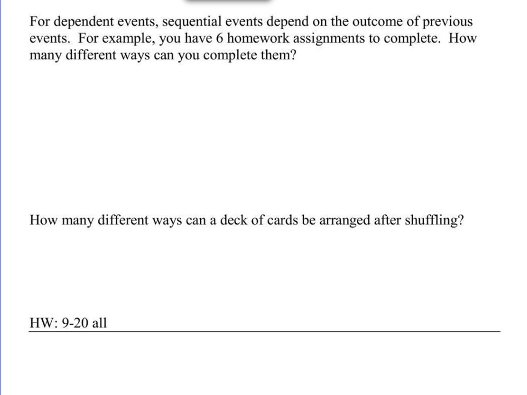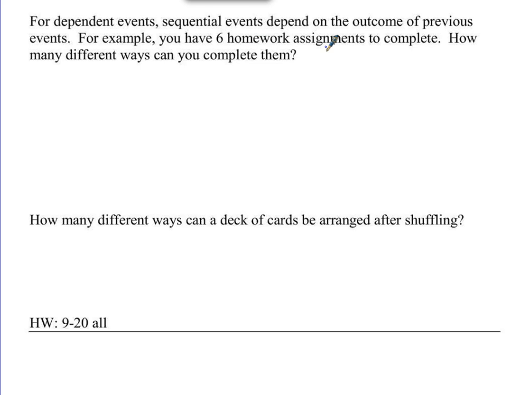So, for example, let me see if I can illustrate the difference between independent and dependent. If I have 2 dice and I roll them, is that going to be a dependent situation? Does the outcome of one die depend on what happened with the other die? No, it doesn't. Okay, so that's not a dependent event. But if I deal you one card and then I deal you another card, is that going to be a dependent event? Yes, because the outcome of the second one depends on what you got for the first one. That is dependent. So that's what that means.